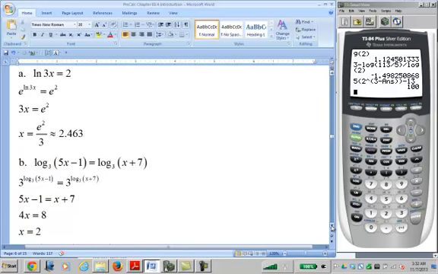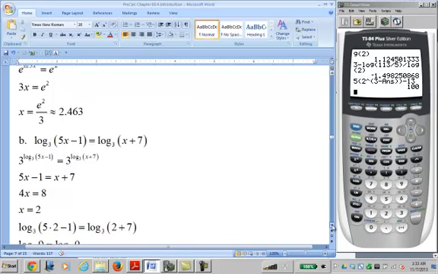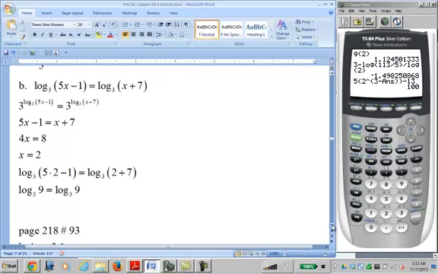Okay, so here's example A. Ln of 3x equals 2. E to the ln of 3x equals e squared. So e raised to the power of ln of 3x is going to equal 3x. So 3x equals e squared. X equals e squared over 3, which is 2.463 approximately. If you've seen the checking techniques, you can start using them.